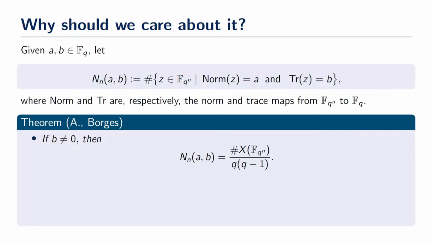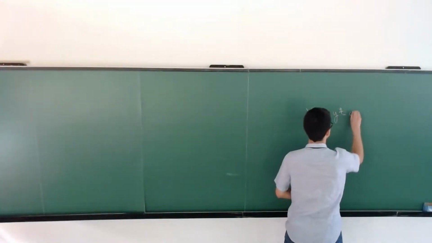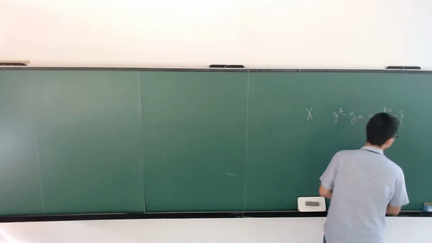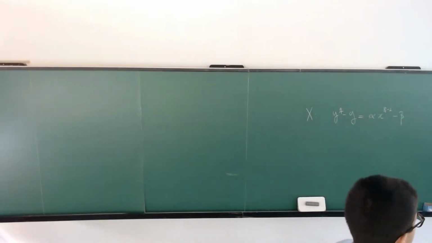The connection between the Artin-Schreier curve and this number is the following observation, which says: if B is non-zero, the number of elements with given norm and trace is given in terms of the rational points on X. And the same holds if B is zero, we just have to take off a factor of q on the number of rational points. So this theorem, like an observation that follows from Hilbert's Theorem 90, gives a connection between our Artin-Schreier curve and the number of elements with given norm and trace.